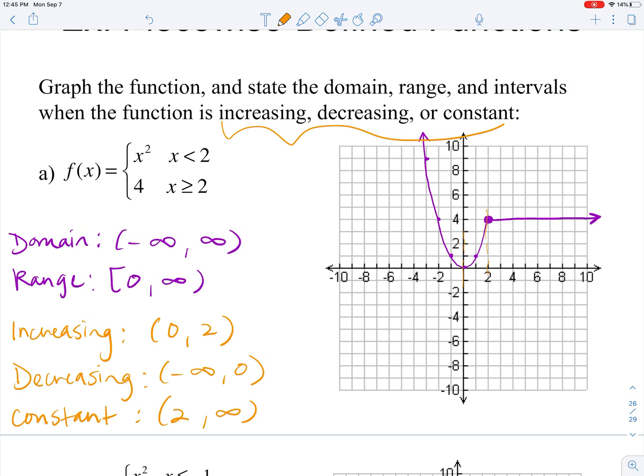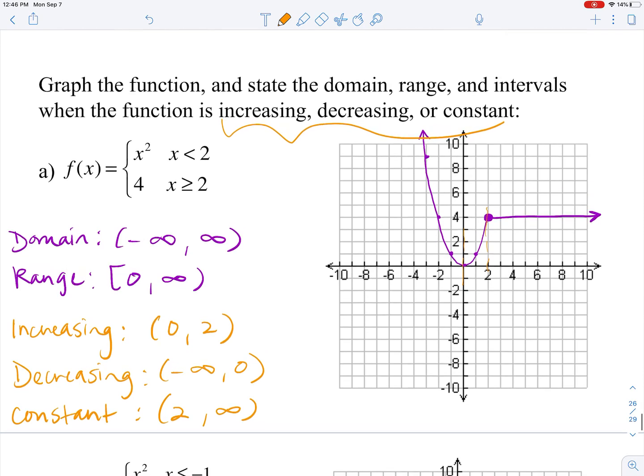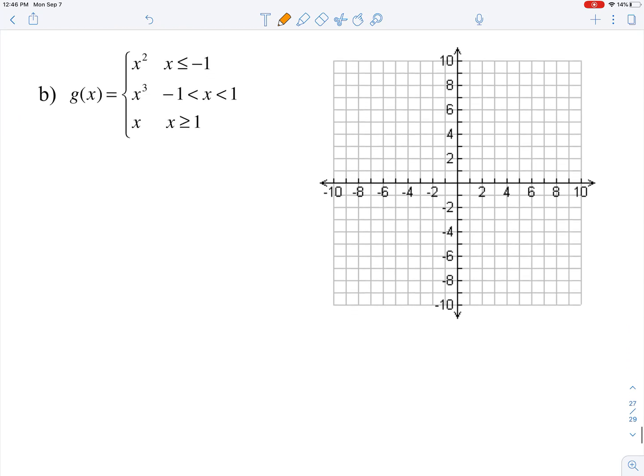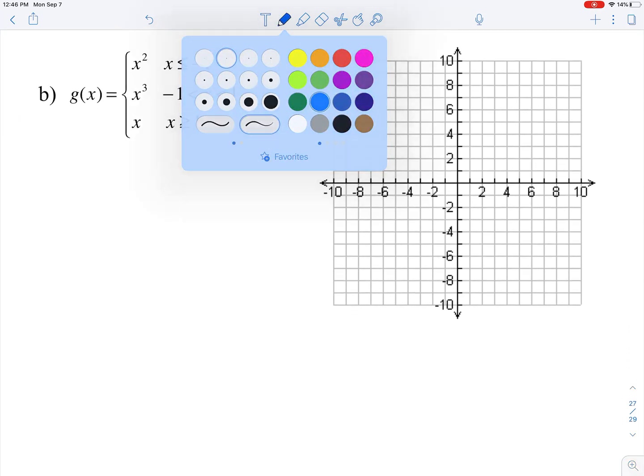Now, there doesn't have to be an interval for each. A function can be increasing everywhere, or decreasing everywhere, or constant everywhere. That's a special type of function referred to as a monotonic function. Or it could be both increasing and decreasing, or there could be multiple intervals that we would list where the function is increasing or where it's decreasing. Let's look at this next example.